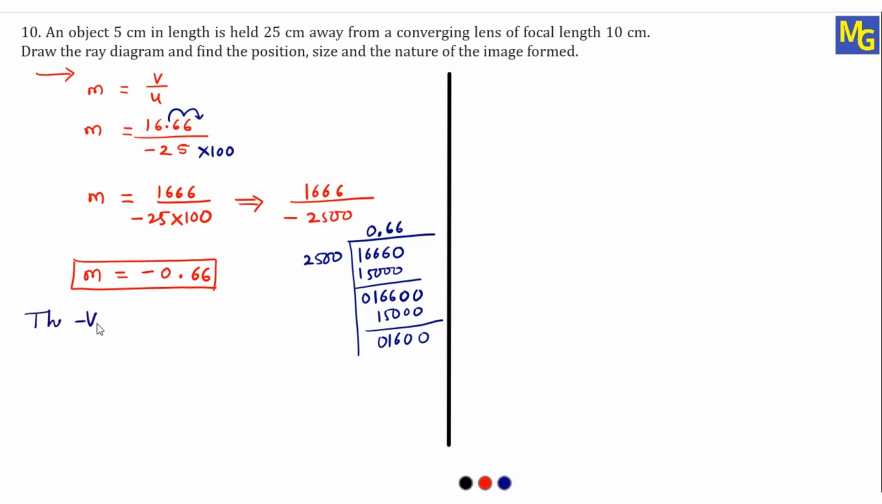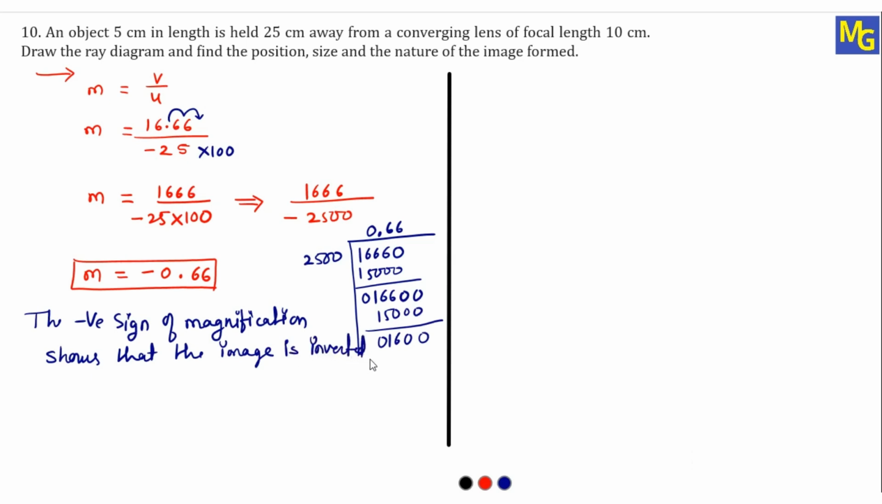See here, very important, the negative sign of M, or I can write, of magnification. Magnification shows that the image is, this is very important, you should remember this trick, the image is inverted. Whenever the magnification value is negative, remember, your image will always be inverted.